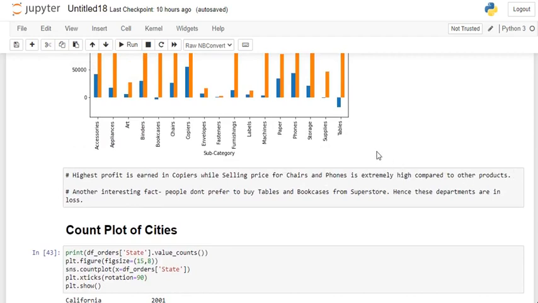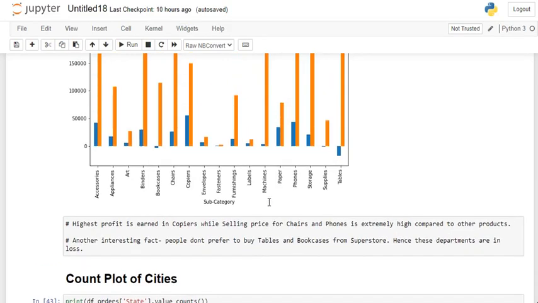That's already seen in the plot. Another interesting fact, people don't prefer to buy tables and bookcases from the store. Hence these departments are in loss. Already we have seen that it is in the loss because the profit is negative. Tables and bookcases, here you can see it is also negative. So these things we need to focus on, because nobody is ready to take that product and purchase it. So customers are not interested.